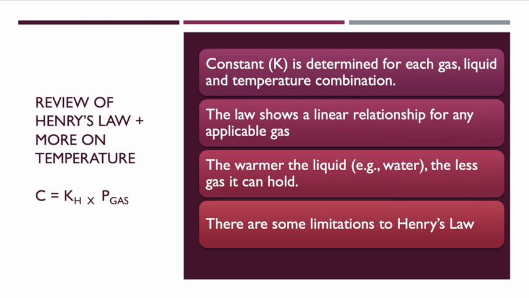To wrap up this presentation, I'll just go over what we covered. The K constant in Henry's law is determined for each gas, liquid, and temperature combination. Sometimes you can find this in a chart, or sometimes you solve it with the other given information. Then we also went over how the law shows a linear relationship for any applicable gas, and the applicable gas has to be at low concentrations.